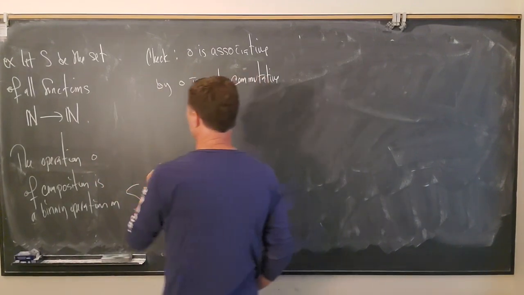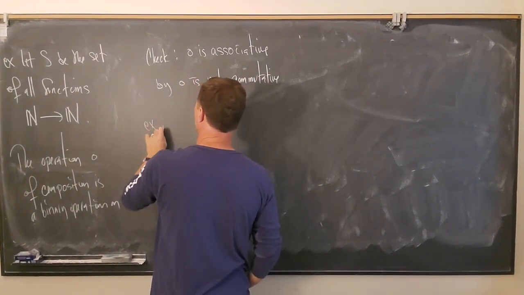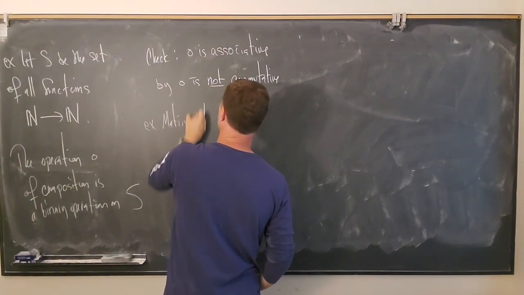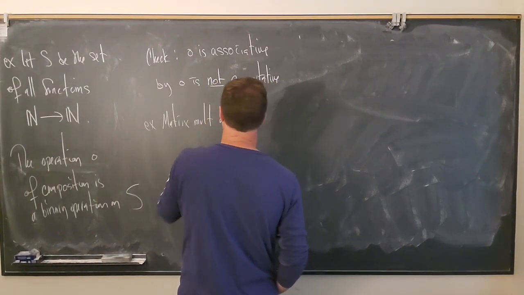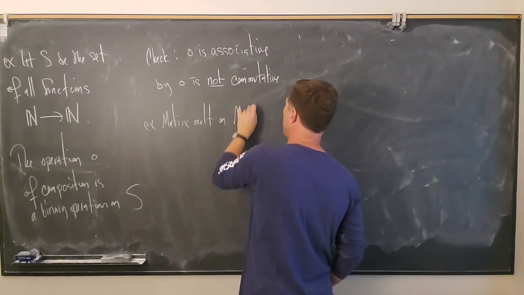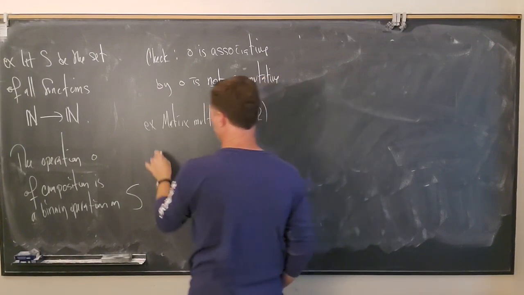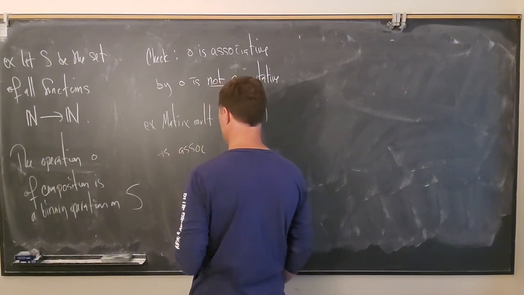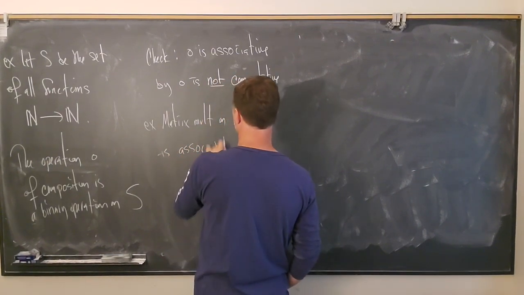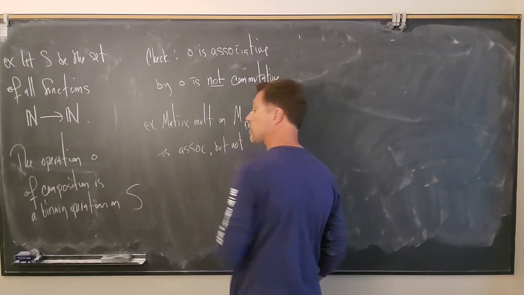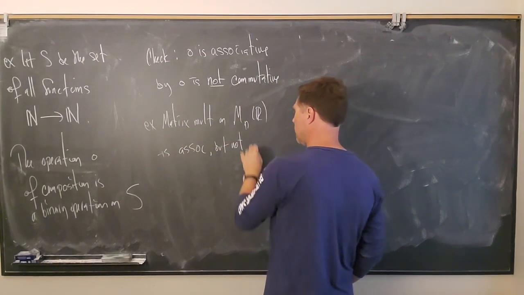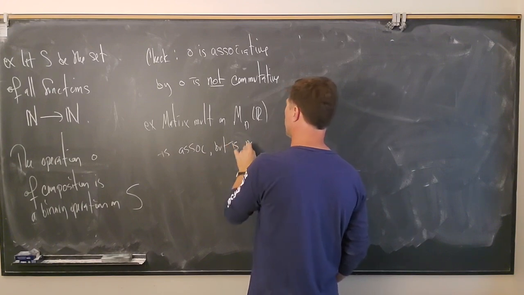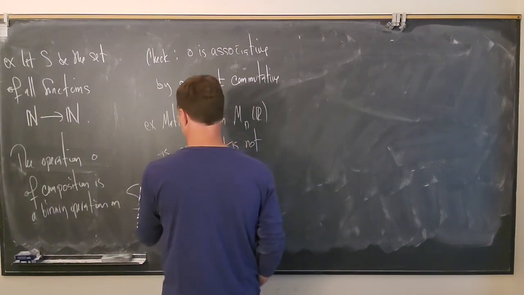Another example: matrix multiplication on M sub n of R is associative. That's one of those properties of matrix multiplication. So it's associative, but of course we know that matrix multiplication is not commutative.